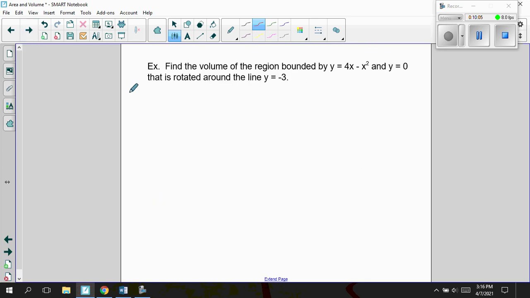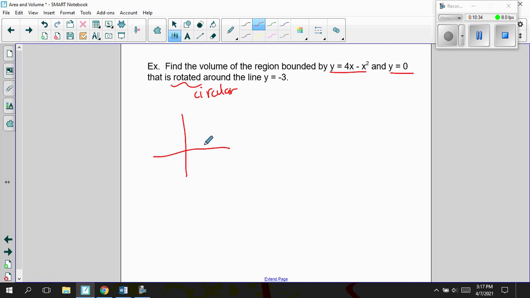All right, next one, let's do a volume. It says the volume of the region bounded by my parabola and my line is rotated around -3. I read that and I go, okay, I am rotating. So is this circular or non-circular? Well, if I'm rotating, this needs to be the circular one.